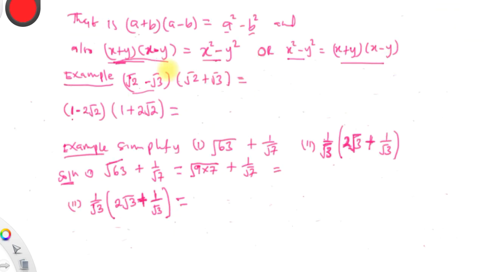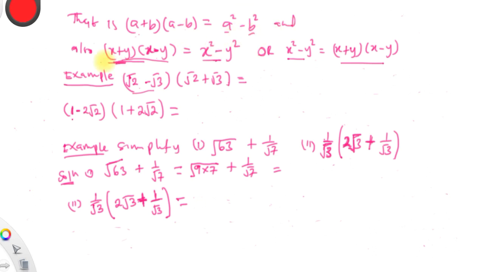Hello students, you are welcome back. Let us continue. This is a continuation of conjugate surds. We are saying that the product of two conjugate surds always gives you a difference of two squares. That is, a plus b times a minus b is equal to a squared minus b squared.